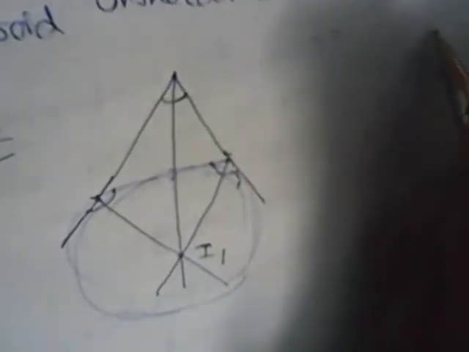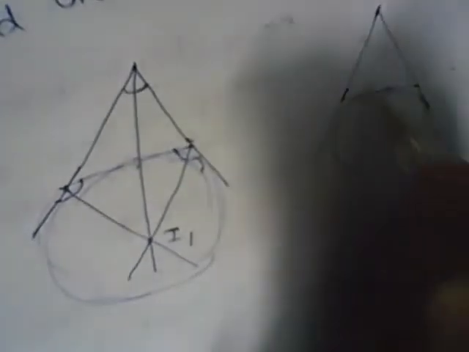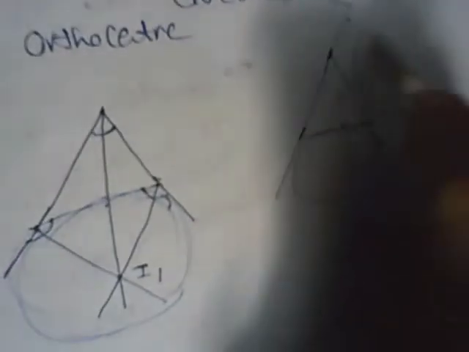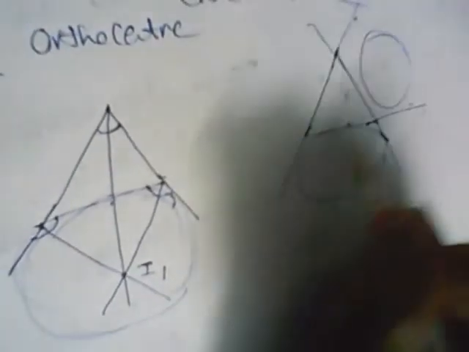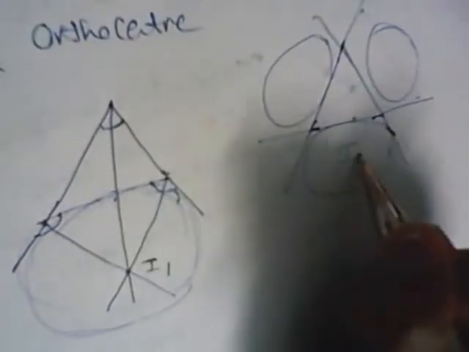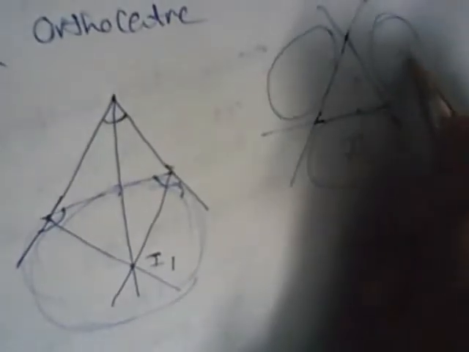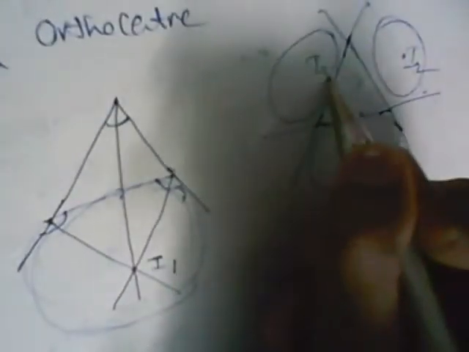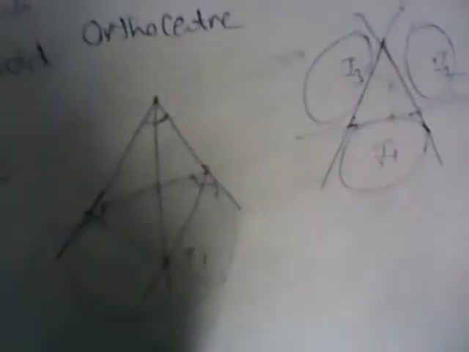For a triangle, we can draw 3 excircles like this. We can extend these two, and here is one excircle. We can extend these two, and then here we have another excircle. We can extend these two, so we can have another excircle. So this is I1, center of an excircle, this is I2, center of an excircle, this is I3, center of an excircle. For a triangle we have 3 excenters, and 3 excircles we can draw. This is the concept of excenter.